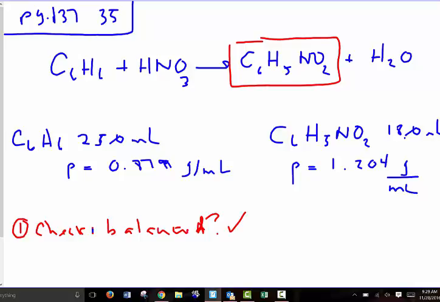The second thing we need to do is wrap our head around what this question is asking. This first question, 35A, asks us to find the percent yield. To do that, we first need to figure out how much product we made. We're told we got 18 mL of it, and we know the density, so we can use the density and the volume to figure out how many grams of our product we actually made. That's what we do next: let's find the actual mass of product.